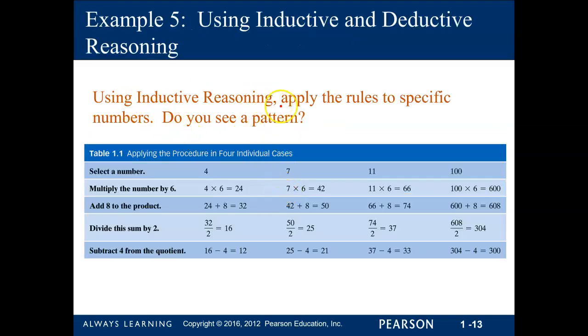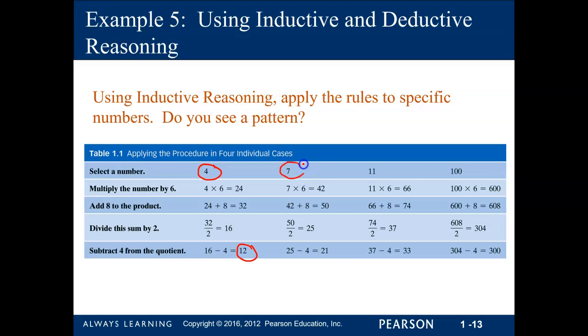So now if you take a look here, this is very common in one of those puzzles. So you are given 4 situations. You select any number, okay? And then you are to multiply by 6, add 8 to the product, divide this sum by 2, and then subtract 4 from the quotient. And you will notice, what can you say about this original number, and after the whole process, it became 12.